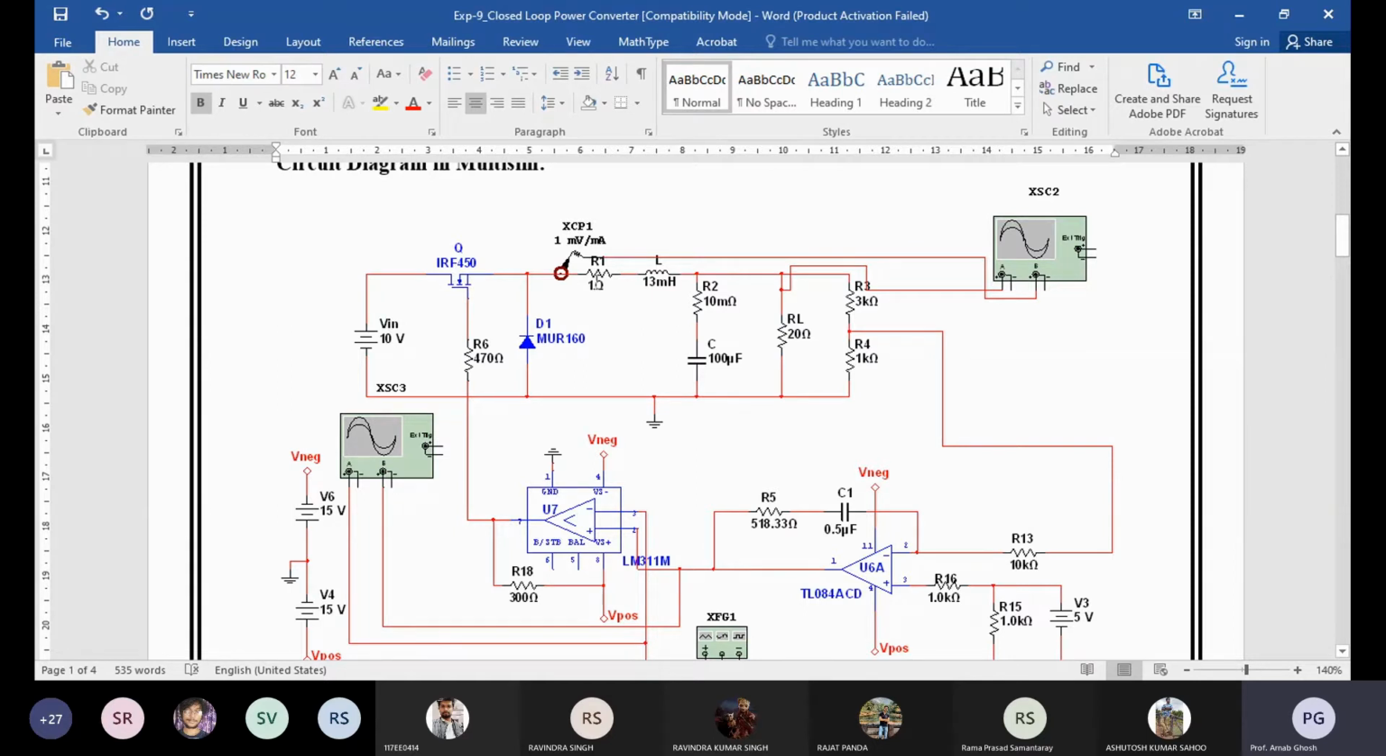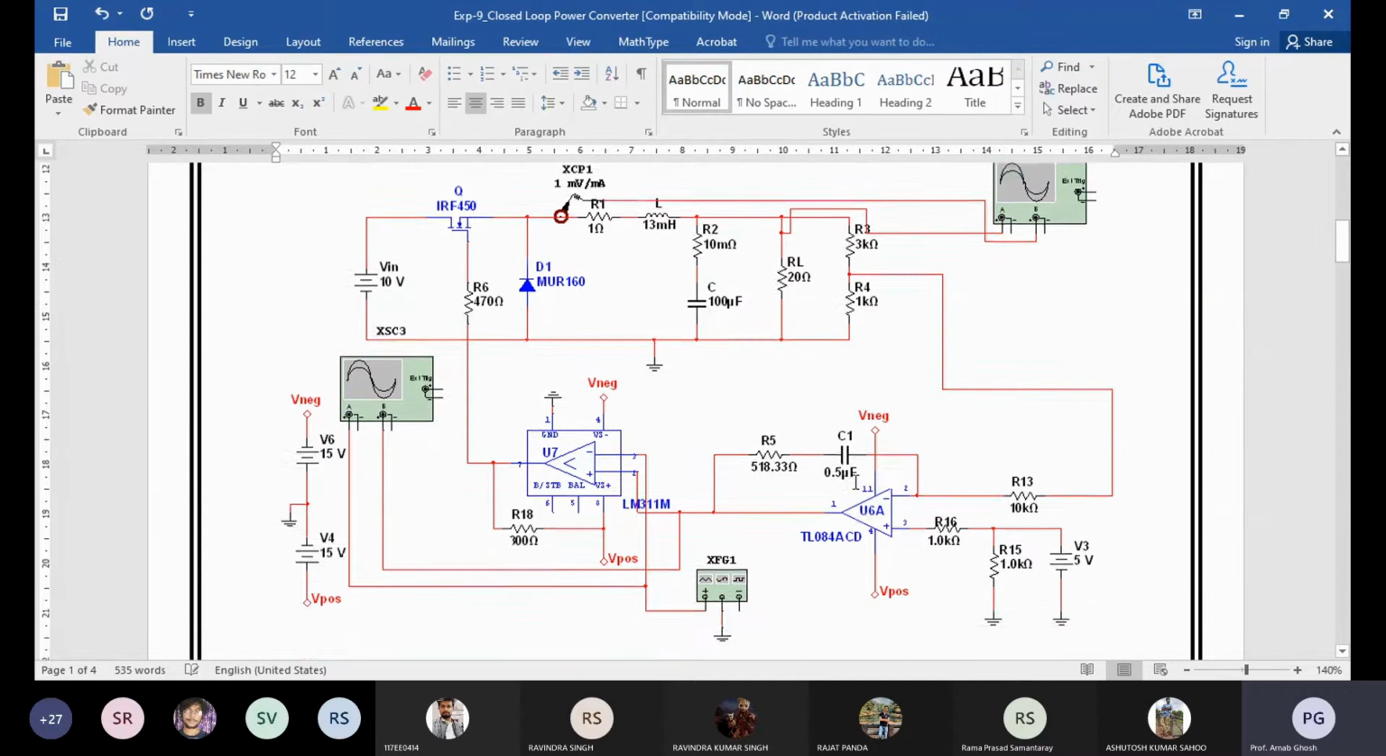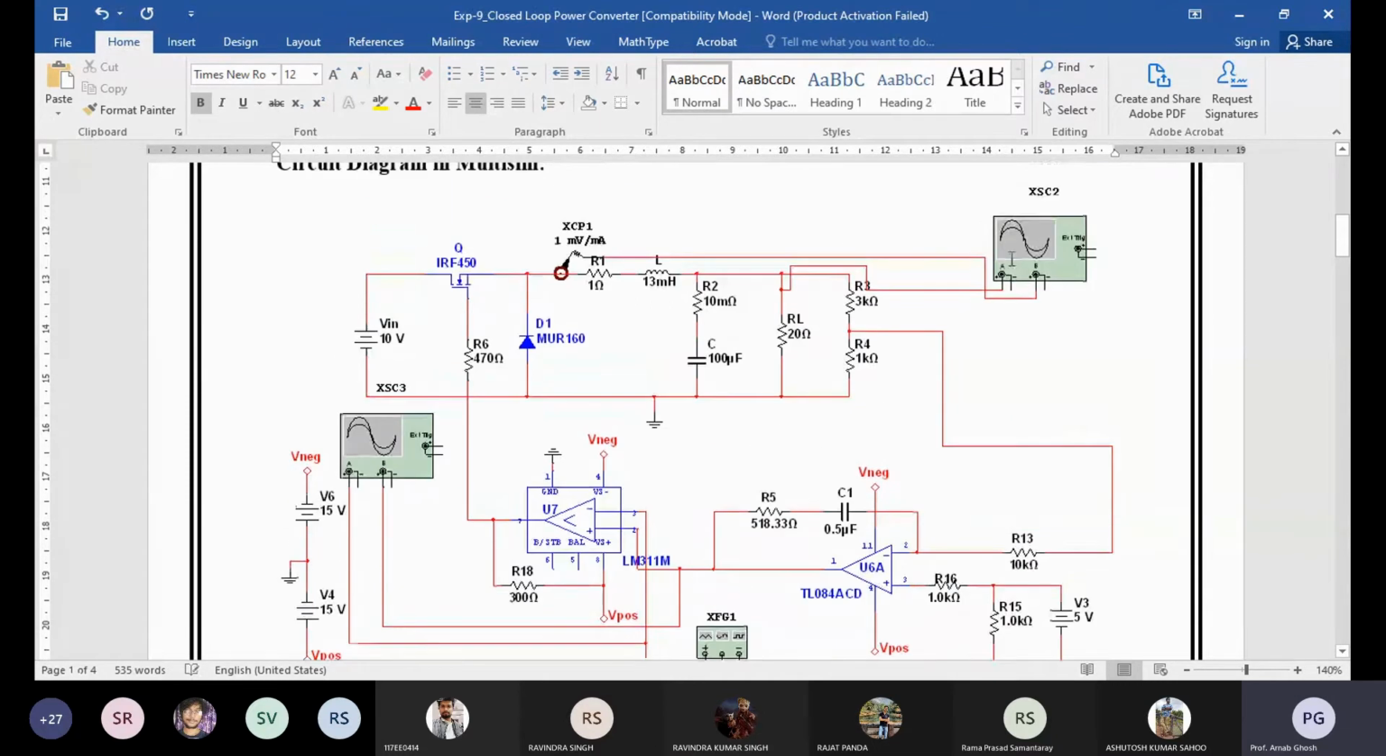It's your current probe, and 1 ohm is the ESR value of the inductor. 10 milliohm is the ESR of that 100 microfarad capacitor, and the load resistance is 20 ohm. So you are given 5 volt as a reference, so your output should be coming nearer to the 5 volt.